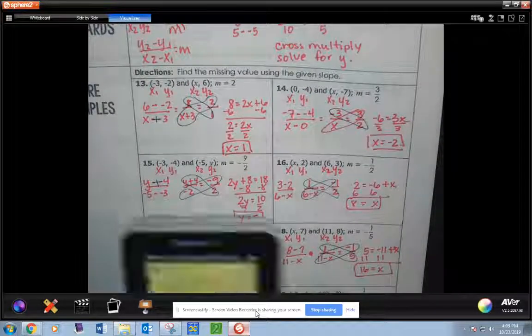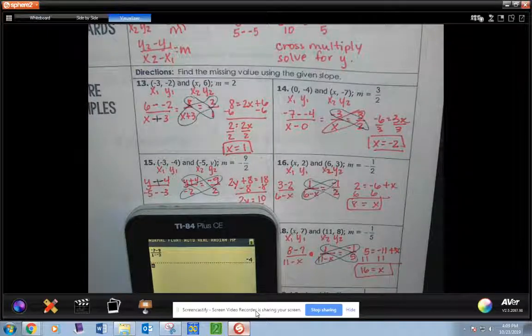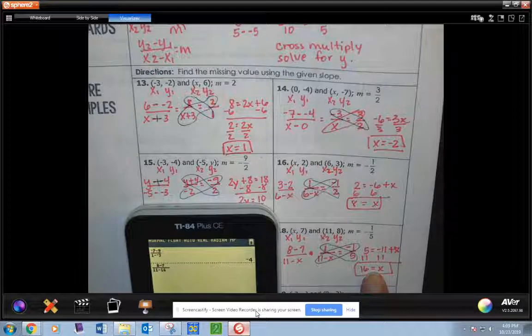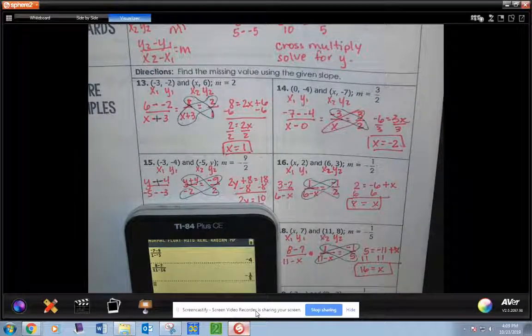So to check it, alpha y equals, we're going to do 8 minus 7 over 11 minus, and I got 16 for x. I should get negative 1/5, which I did. Okay, 2 more examples, and then you get to try some on your own.